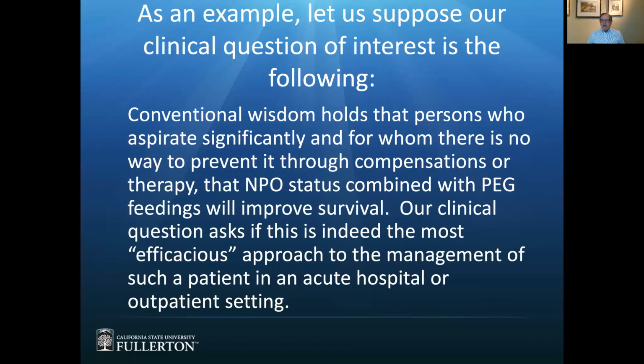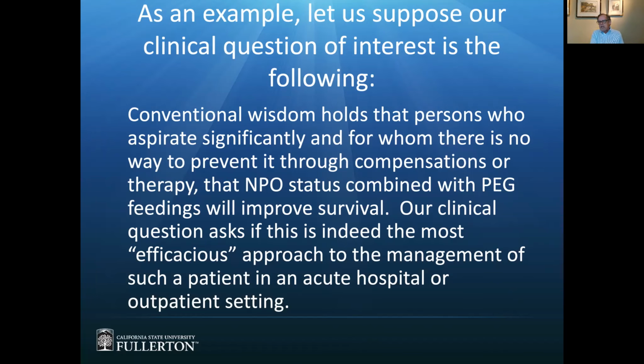And here I'm going to elaborate on this slide a little bit to tell you where I'm coming from. Let's start by this. This will make sense to you, I believe. A conventional wisdom holds that if a person aspirates significantly and there's nothing you can do to prevent them from doing this, no therapy, no compensation, they're going to aspirate. And part of that would be because they also have an etiology for the dysphagia that doesn't get better.